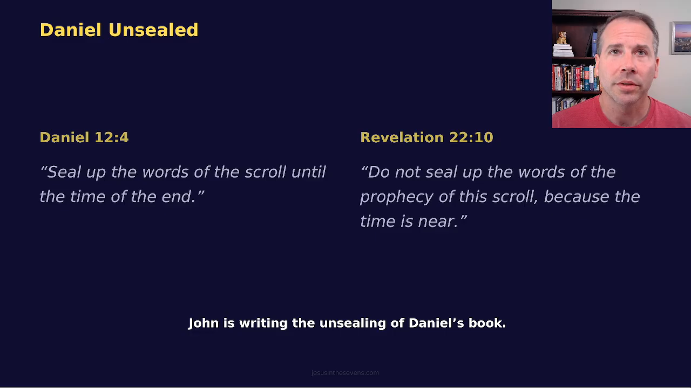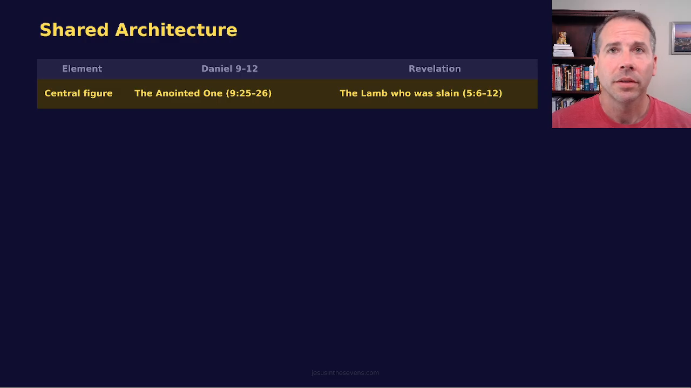And so one was a sealing up, the other is an unsealing, because it is describing the same things that Daniel was about. Now we're going to see it on fuller display in Revelation. So John is definitely writing the unsealing of Daniel's book, as you'll see as we go throughout the series. There is a shared architecture. We'll just highlight briefly. There's plenty of other examples. These are just a few key ones.